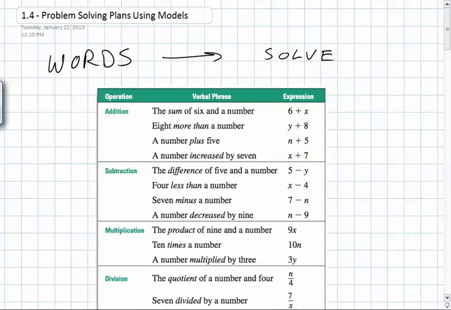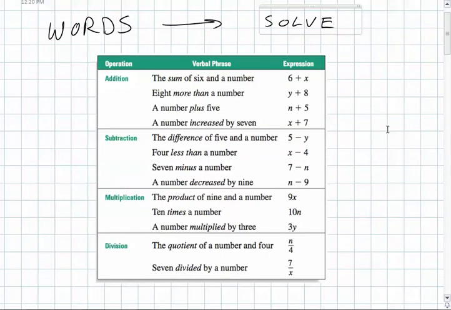Well, first you need to recognize how you can go from words, a verbal phrase, to an algebraic expression. So for example, you could have the sum of 6 and a number. In this case, a number is x, so you end up with 6 plus x. Let's go down a few. A number is increased by 7. So in this case, increased is the addition sign, and the number you're talking about is x. So x plus 7 is the same thing as a number increased by 7.